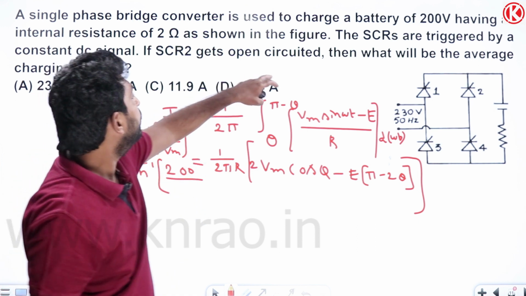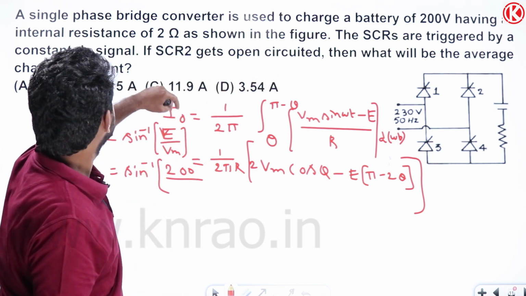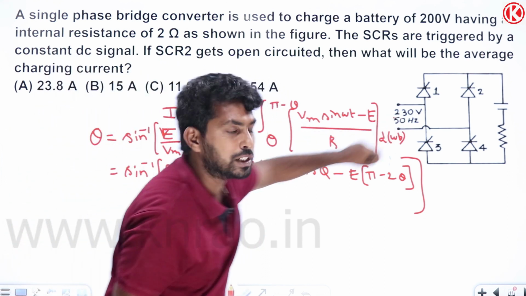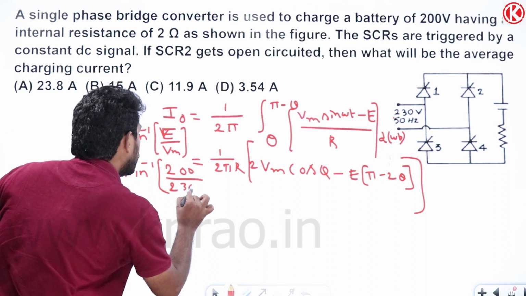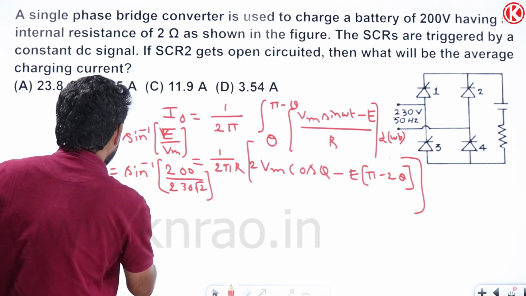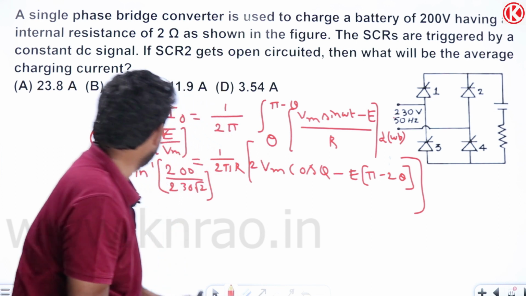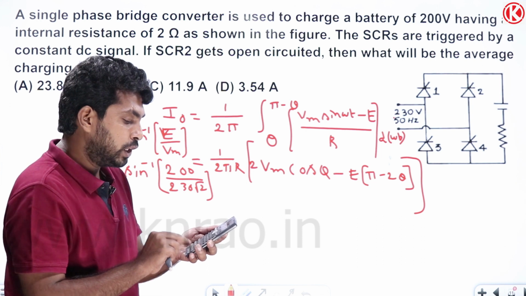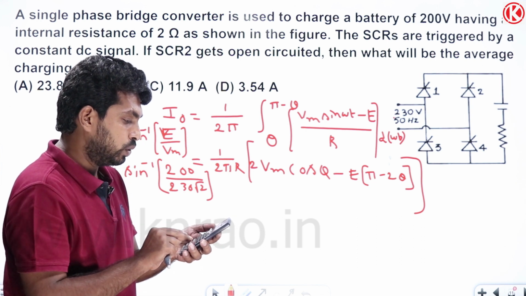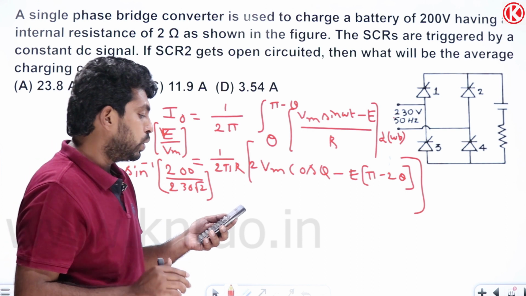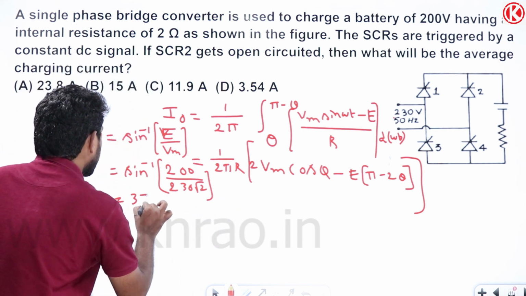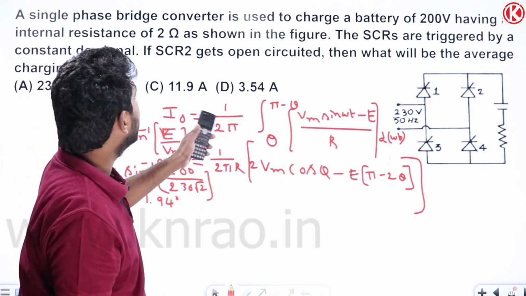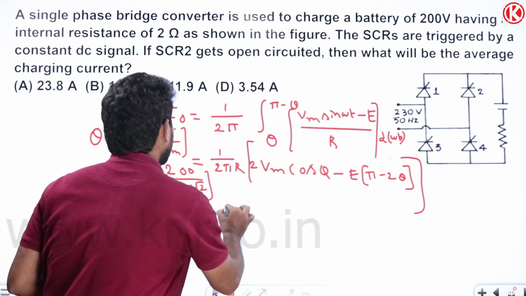So what is the theta value? The Vm value here is 230 into root 2, since 230 is the RMS value. So let me find theta: theta equals sin inverse of 200 divided by 230 root 2. I got the value as 37.94 degrees. Now that I have theta and all the remaining parameters, let me substitute in the equation, so I will get the I naught value.